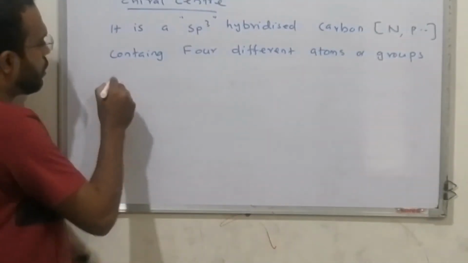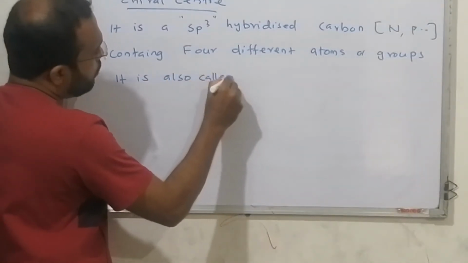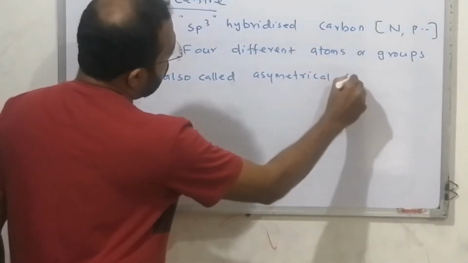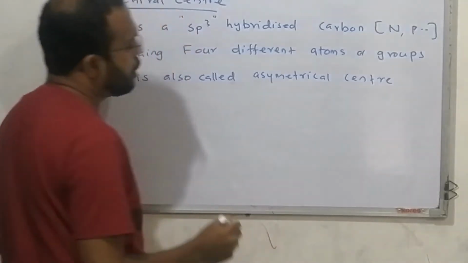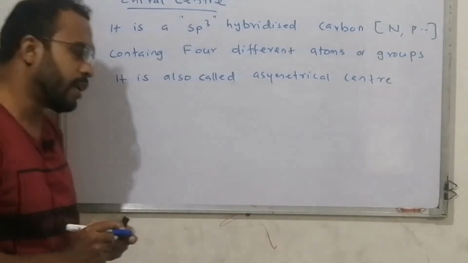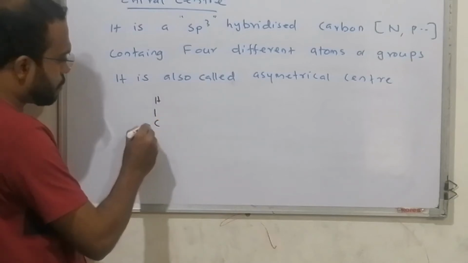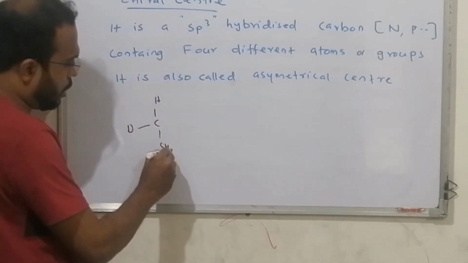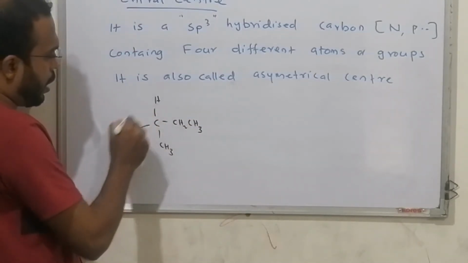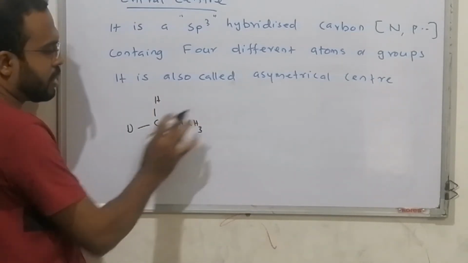It is also called asymmetrical center, or chiral center, or chiral carbon. Different names are there. Let us take some examples. CHD, CH3, CH2, CH3. Because the 4 groups A, B, C, D are all different. This is deuterium, this is hydrogen. This is methyl, this is ethyl.